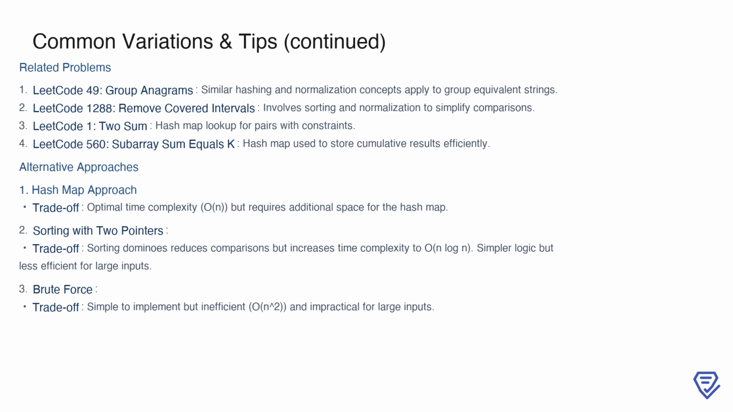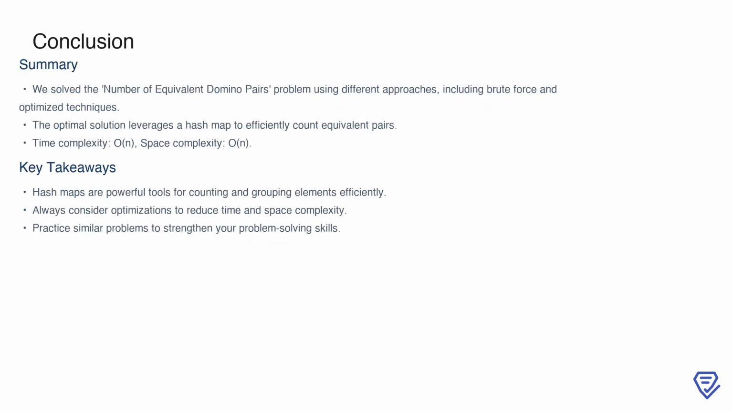Another option is sorting combined with a two-pointer technique. While this approach simplifies the logic, its time complexity increases to O(n log n), which might be less ideal for very large inputs. Finally, there's the brute force approach, which is the simplest to implement but highly inefficient with its O(n²) complexity, making it impractical for larger datasets. Each approach has its trade-offs, so it's important to choose the one that balances efficiency and clarity based on the context. Great job! We reviewed the problem, explored a brute force approach, and arrived at an optimal solution using hash maps.